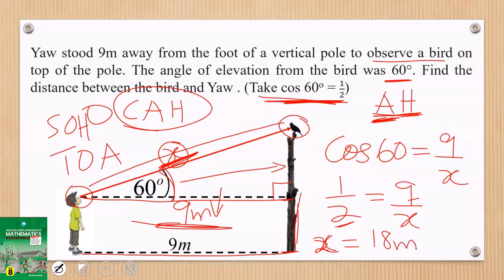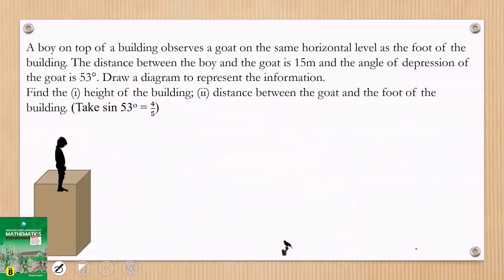You see, we are able to find the distance between the bed and Yao just by the mere fact that we know the angle of elevation and we know the distance from Yao to the pole. So application of trigonometry, or let's say trig ratios, can help us solve big problems. Let's take another example and see.